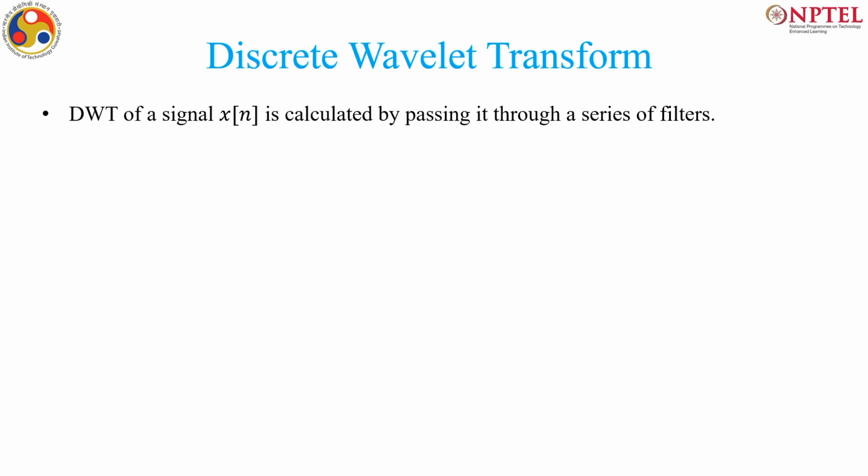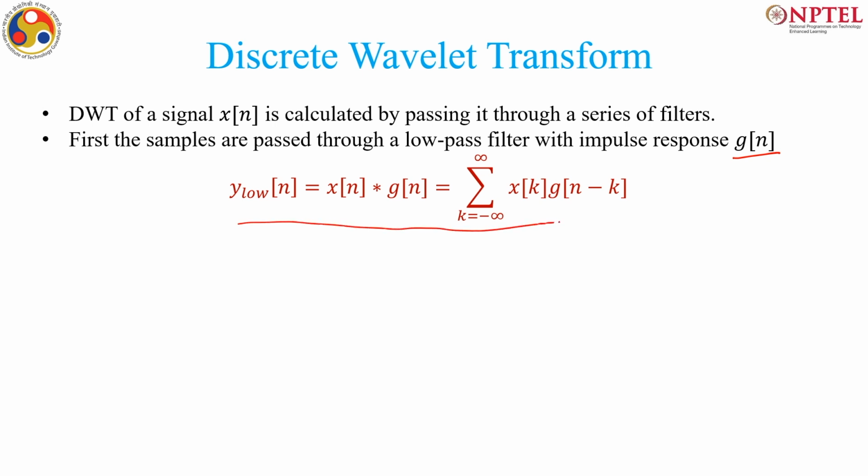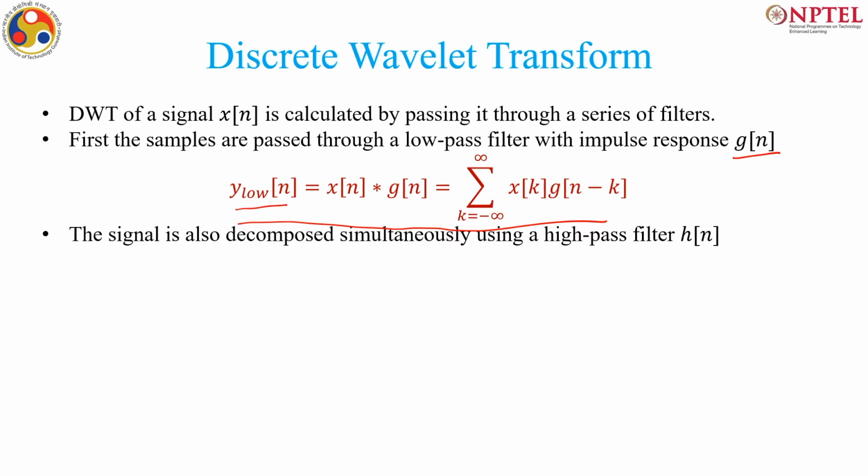So to calculate the DWT of a signal x of n, what we will do is we will pass it through a series of filters. So first the samples of the signal x of n will be passed through a low pass filter, and let us say g of n is our low pass filter, or I would say g of n is the impulse response of the low pass filter. So this is how you will do the low pass filtering, that is convolution, and this is what we get, and I call the output as y low of n, and the signal will also be decomposed simultaneously.